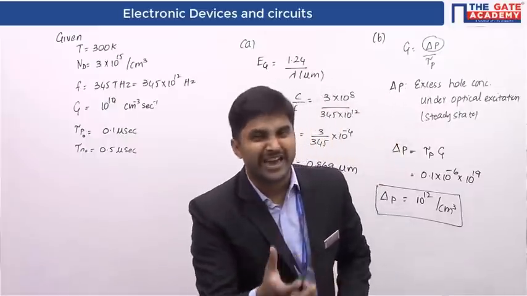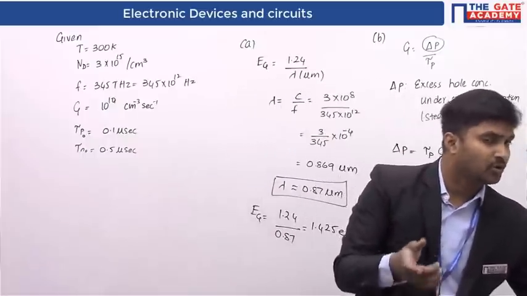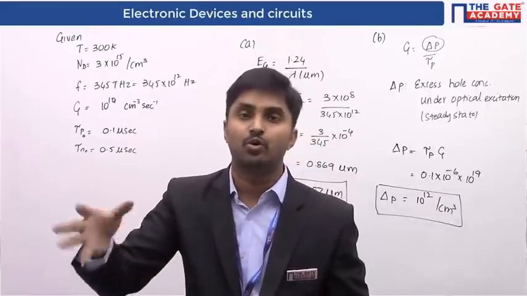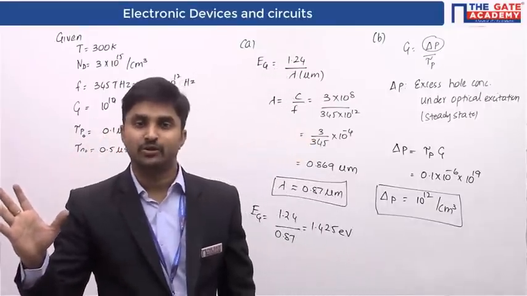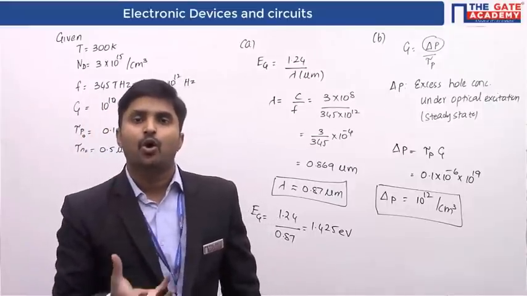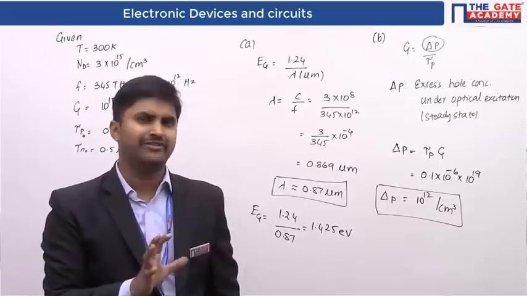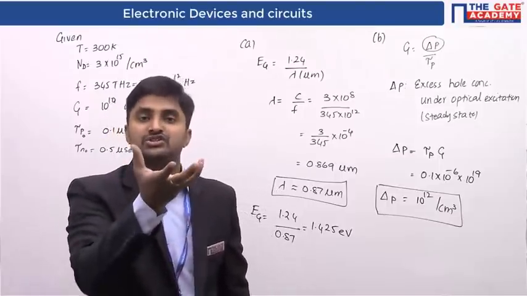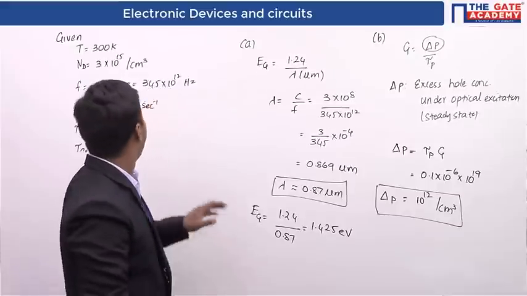So the meaning of excess is that generally, if you are not doing the optical excitation, we will have the value which is thermally generated holes. The moment you are doing the optical excitation, the hole concentration is going to increase. There will only be a marginal increase in the electron concentration, but the hole concentration is going to increase for the fact that it's an n-type semiconductor.